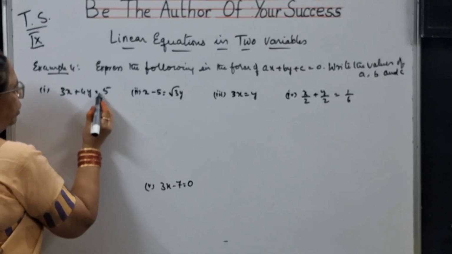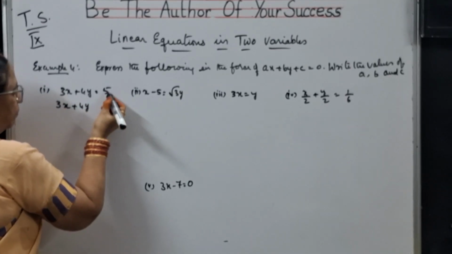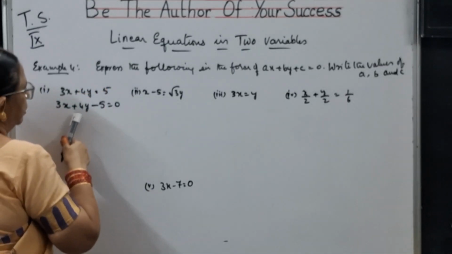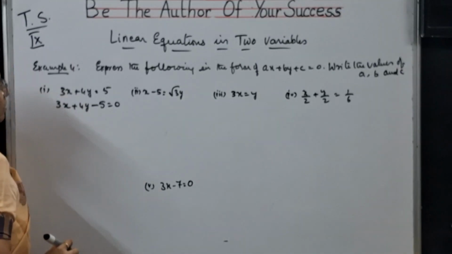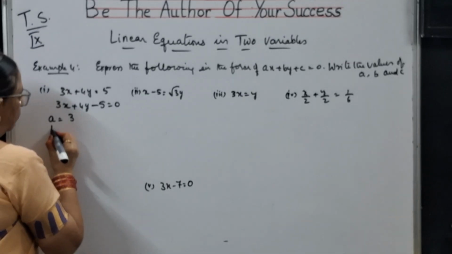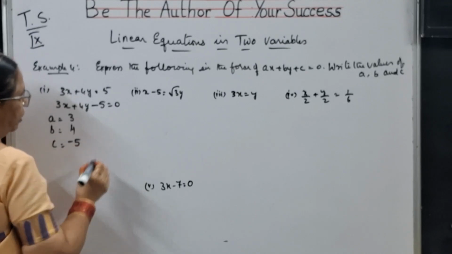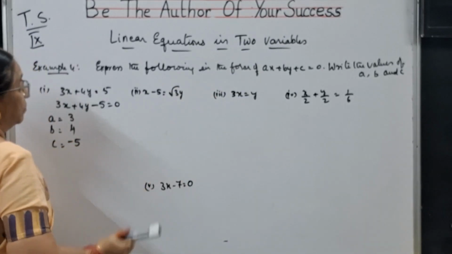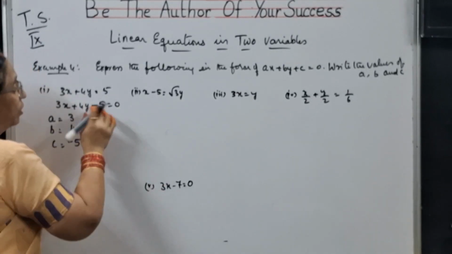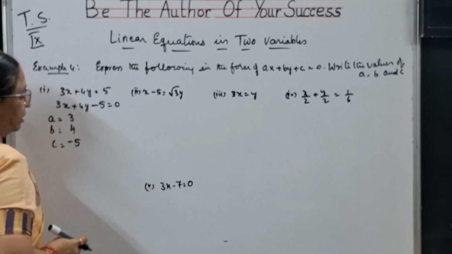See, 3x plus 4y is equal to 5. That means you can write it as 3x plus 4y, bring this 5 here, minus 5 is equal to 0. So, ax plus by plus c is equal to 0, in this way we have written. So, what is a, children? A is 3. And what is b? B is 4. What is c? Minus 5. Because the equation is ax plus by plus c, here plus should come, but they have given minus. We have got minus, which means plus of minus.